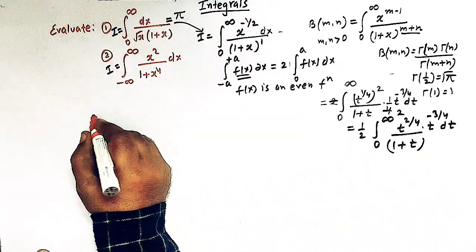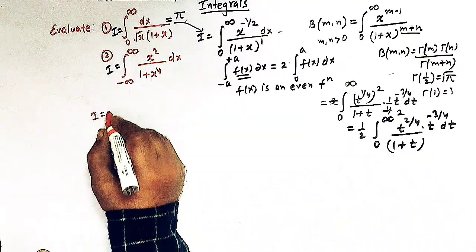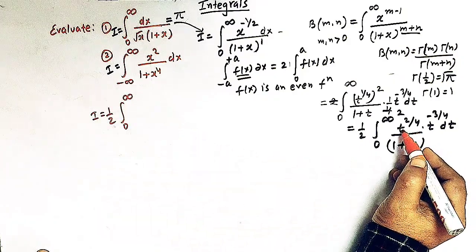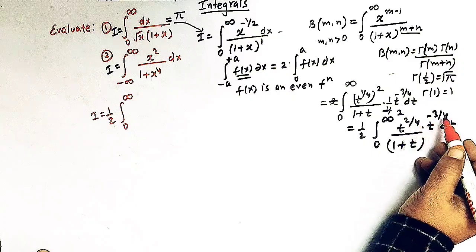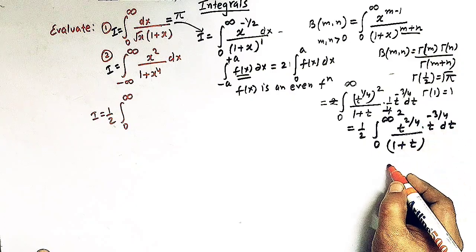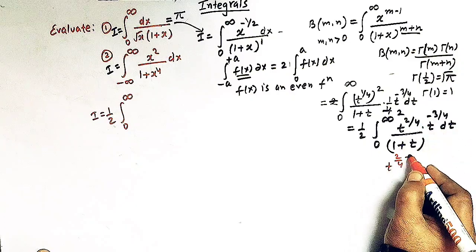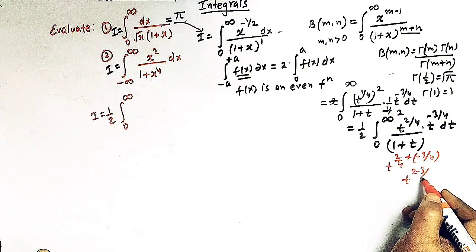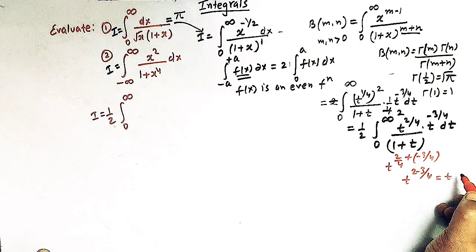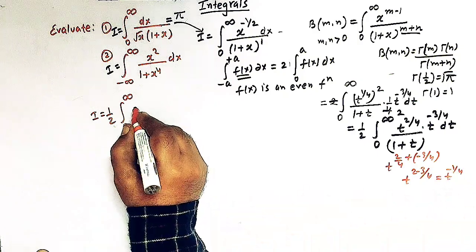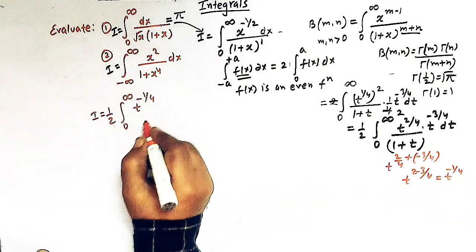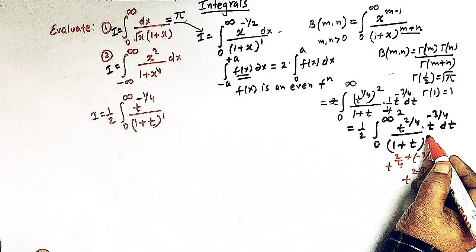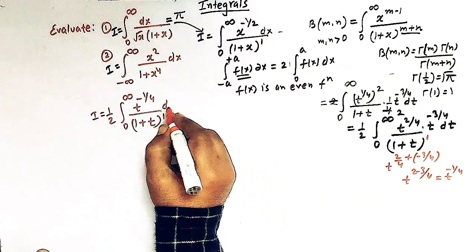So now we can write I is equal to half, 0 to infinity, and here the bases are the same, so we can add the exponents. So we have t raised to 2 by 4 plus minus 3 by 4. So this is 2 minus 3 by 4, that is t raised to minus 1 over 4. So here we have t raised to minus 1 over 4 and 1 plus t raised to 1. Here we can take 1, and here we have dt.